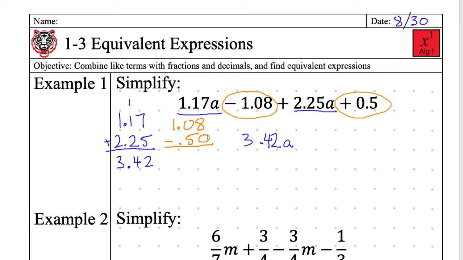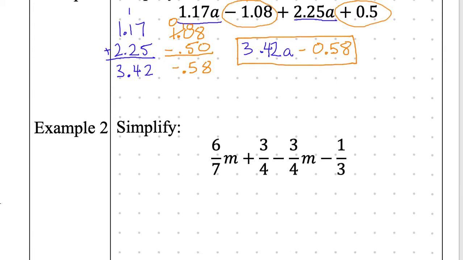So this is 0.50, so 8 minus 0 is 8. 0 minus 5, I can't do that, so I borrow from 1, that turns into a 0. This is now 10. 10 minus 5 is 5, so 0.58, and I have to make this negative. So this is going to be negative 0.58, and there is my final answer. Box it. Alright.